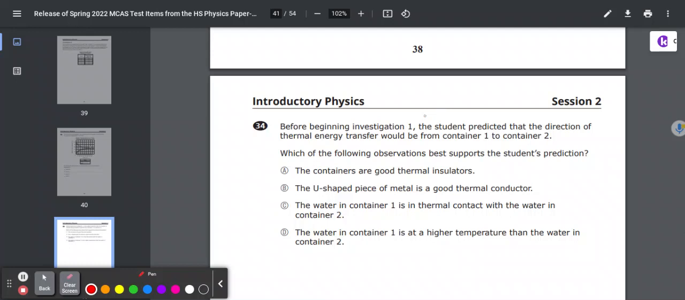1 to container 2. So which observation? Basically, we have to think that thermal energy, or heat, travels from a higher temperature to a lower temperature. So the assumption the student probably had is that container 1 had a higher temperature than container 2. So it should be answer choice D.